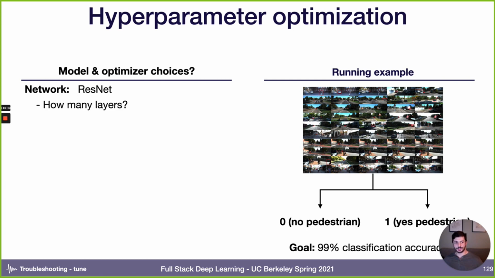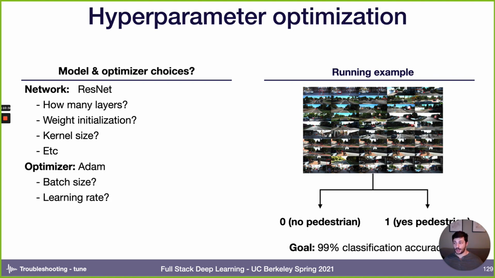So there's a few different things that we could tune here. We could tune the number of layers, we could pick a different weight initialization scheme, we could change the kernel size or other kind of model specific parameters. We're using Adam optimizer. We could change the batch size, we could change the learning rate, we could change the Adam specific hyperparameters, regularization, there's many different regularizers we can choose. And so I think one of the core challenges in doing hyperparameter optimization is just there's so many different things that you could tune. How do you even pick which hyperparameters you should be optimizing?